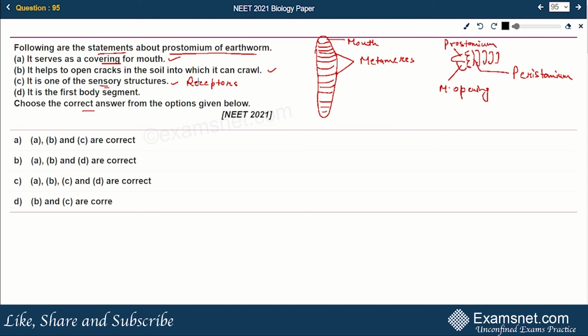Now, the last statement is it is the first body segment. So, this is not true because here we saw, prostomium and mouth opening are a separate portion. Okay. After that start the segments. First segment is peristomium, not prostomium. So do not confuse between them. So this is not true. So only options A, B and C are correct, right? So this will be your correct answer.